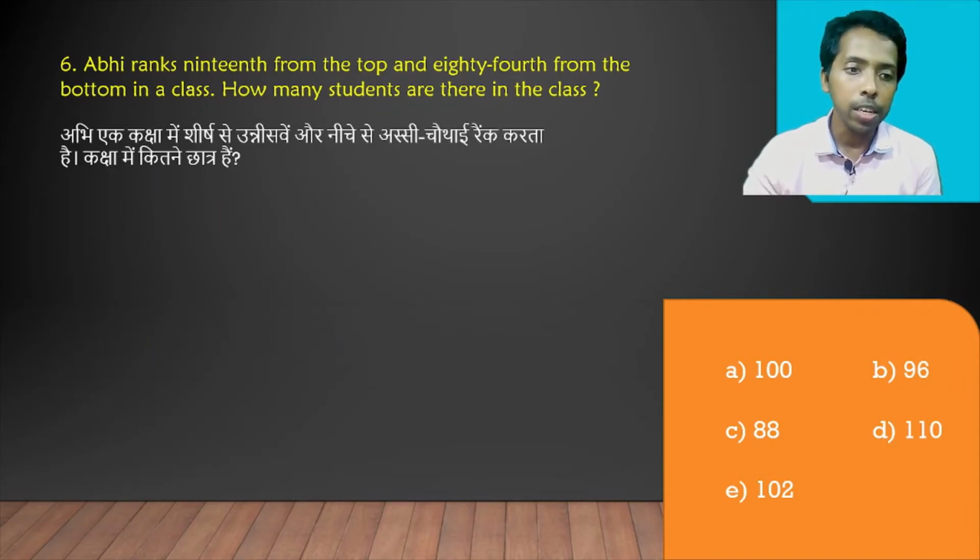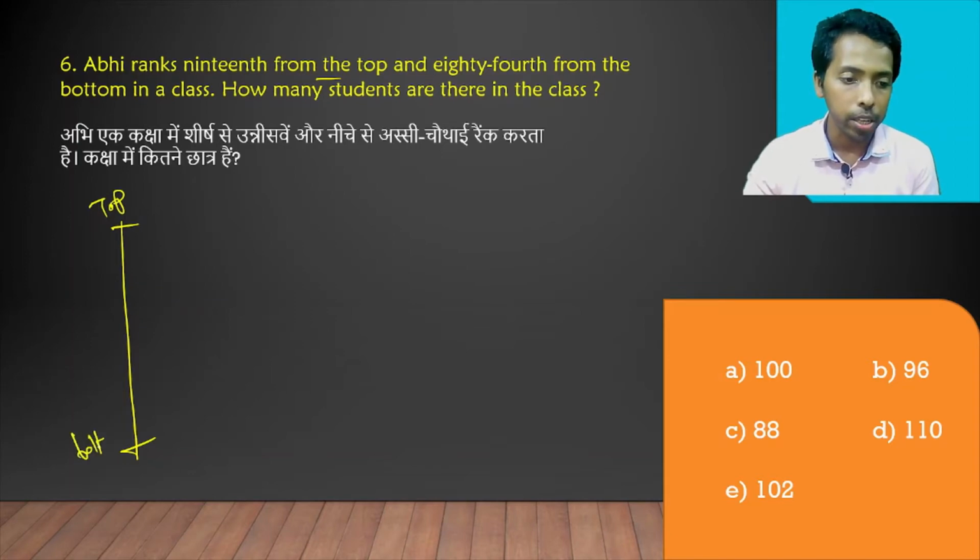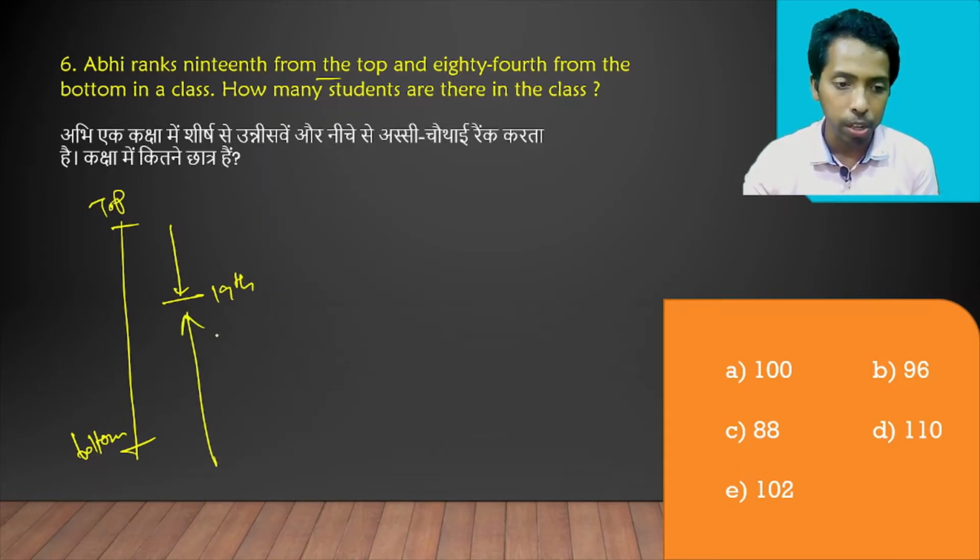Now OB ranks 19 from the top. So here is a set of students, this is the top and this is the bottom, right? OB ranks 19 from the top, so OB can be here, and 84th from the bottom. That means the same person's position is being counted from the bottom. This is 84th position.